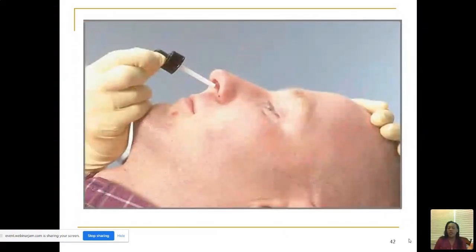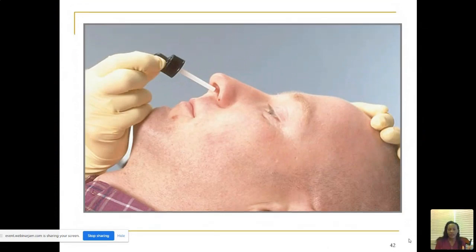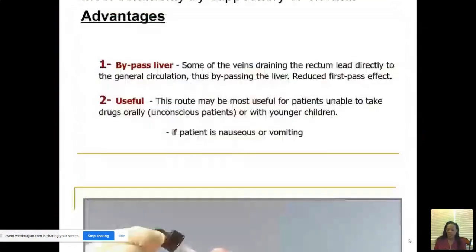Nares: for this one, especially if you're dealing with children, make sure it's patent. Same thing with the ear. With the elderly, make sure there's no wax, silly little things like that you already knew. The tip of the medicine shouldn't touch the inner ear of this client. And you see the gloves. I love these pictures because they have the gloves and they need to remain like this for a little while. Okay, a couple of things with rectal.